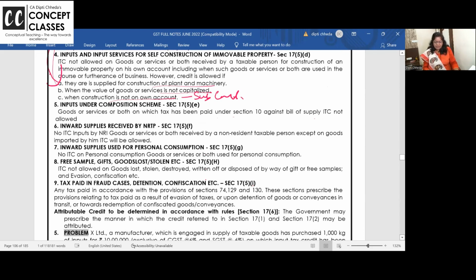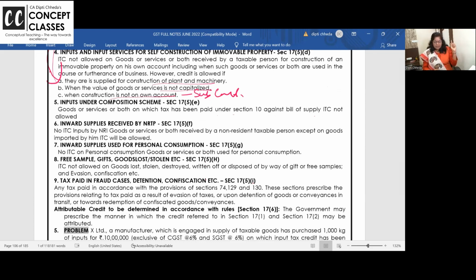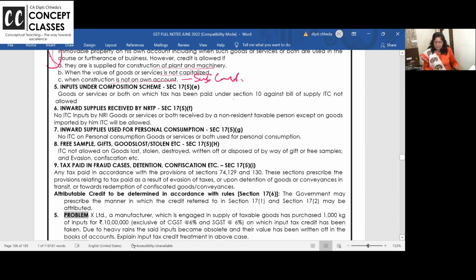Inward supplies received by NRTP, non-resident taxable person. So no ITC on inputs, goods or services or both received by NRTP except on goods imported by him, ITC will be allowed. जो goods NRTP लेके आ रहा है उस पे एक limited पे में रहता है, but NRTP, casual taxable person, TDS section 51, TCS 52 are in final. So just this list is there, याद रखो बस.